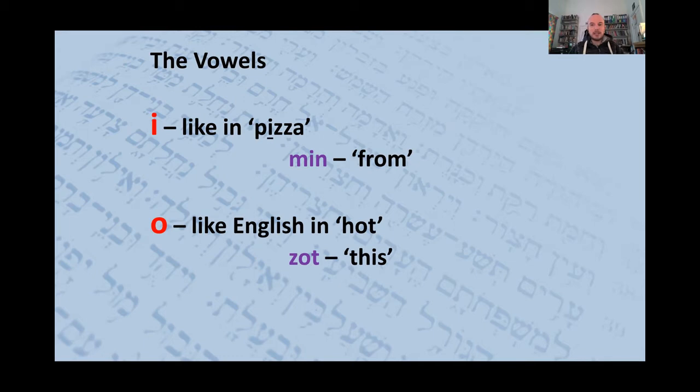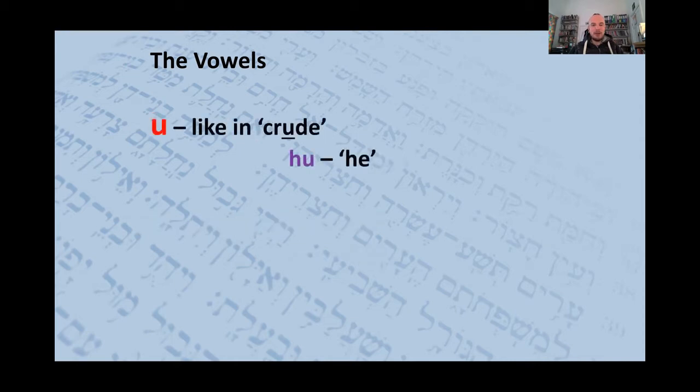So the word for this in biblical Hebrew is zot. So that's how you pronounce that, zot. And as I go through this, please do be pronouncing this to yourself. Don't be afraid to pronounce it out loud, to have a go at these sounds for yourself. That's really going to help you to remember them if you copy me and have a go at pronouncing them as you go along. And then the last vowel is like the oo in crude.